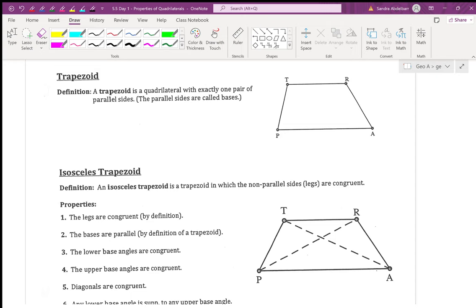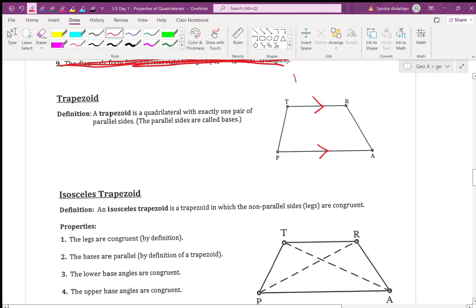So definition, a trapezoid is a quadrilateral with exactly one pair of parallel sides. When I say exactly one pair of parallel sides, can we have 2 pairs of parallel sides? No, it means it's only allowed to have one pair of parallel sides. So let's say TR and PA are the parallel sides. Those sides that are parallel are called the bases. Base, base. And that's it. Only one property for a trapezoid. One pair of parallel sides, that's it.